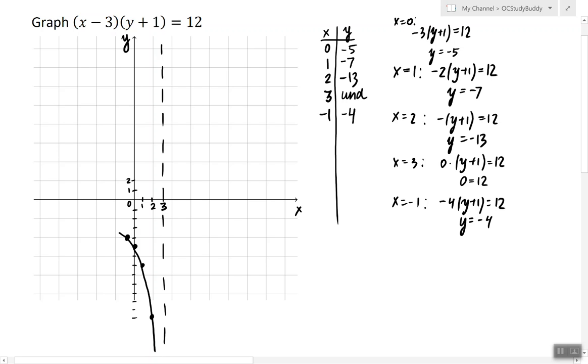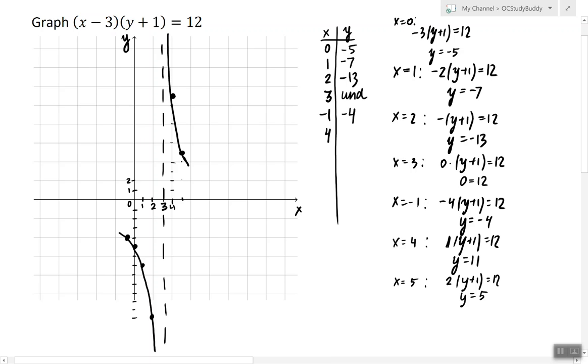So what happens to the right side of 3? What happens when x is equal to 4? If x is equal to 4, then y plus 1 is equal to 12, y is equal to 11. So 1, 2, 3, 4, 6, 8, 10, 11. When x equals 5, we have this equation, and y equals 5. So the pattern on the right side of the asymptote will be like this.